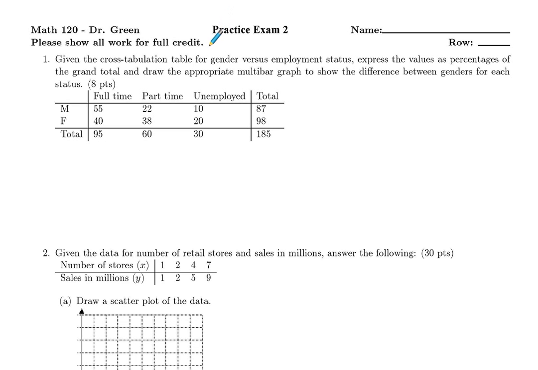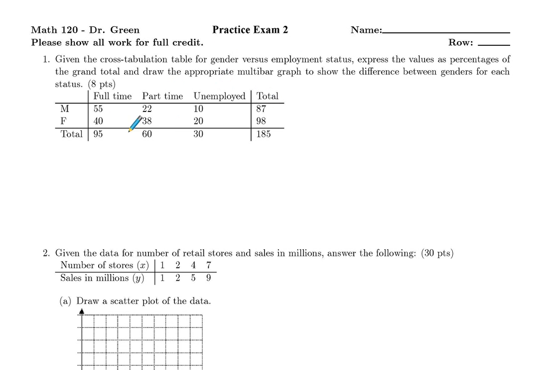First off, remember we were looking at how to compare different types of variables, two qualitative, one quantitative, or two quantitative, how to organize that data in tables, and then how to find the least squares line. So we start off with a cross-tabulation table here for gender versus employment status. So we divided the people up by male and female and whether they're working full-time, part-time, or they're unemployed.